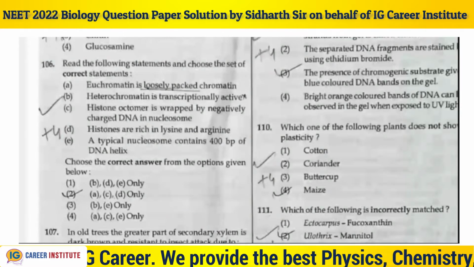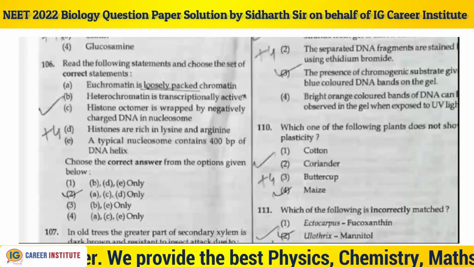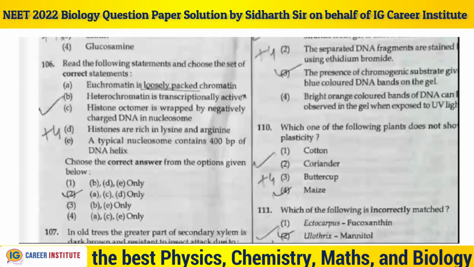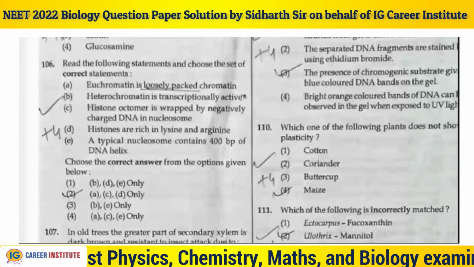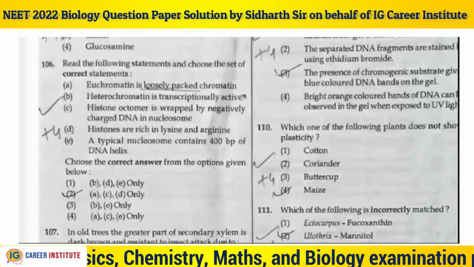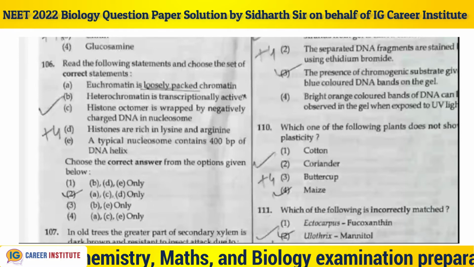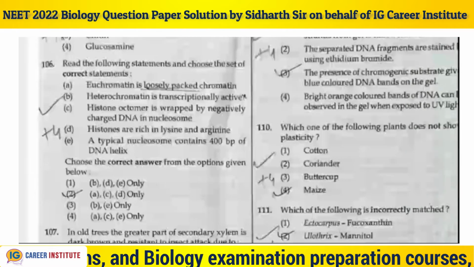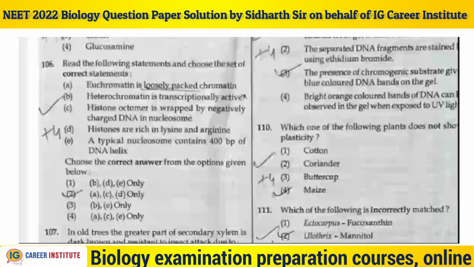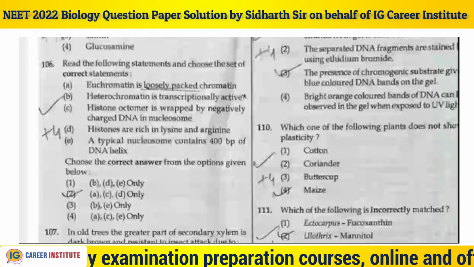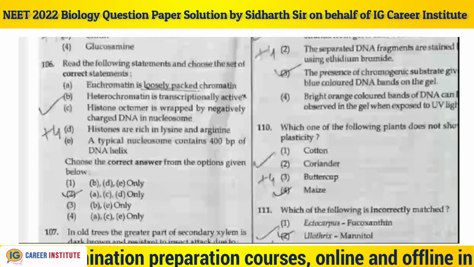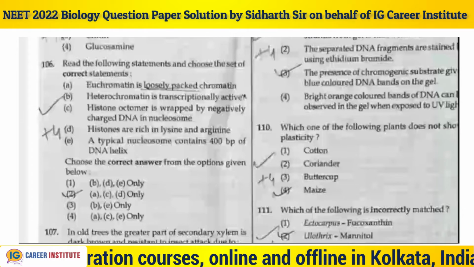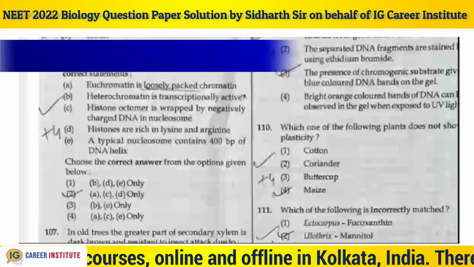So question 106 is, read the following statements and choose the set of correct statements. Let's see which statements are correct. The first statement is, euchromatin is loosely packed chromatin, NCERT based, 100% correct. Heterochromatin is transcriptionally active. No, they are inactive and they are tightly packed. So wrong, again from NCERT.